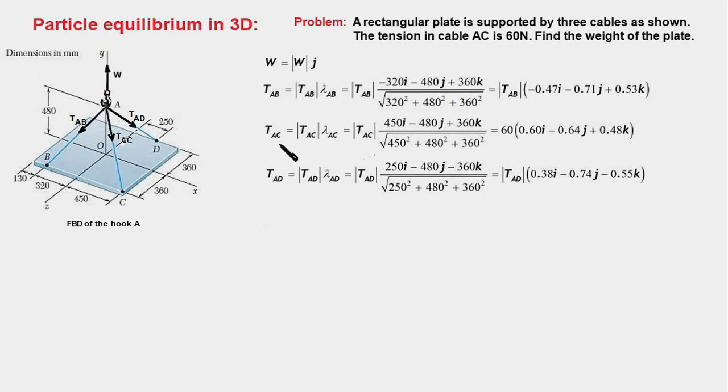And to figure out the position vector AB, we have to travel from A to B, and we go 480 mm in minus y direction, 360 mm in positive z direction, and 320 mm in minus x direction. So we get minus 320i minus 480j plus 360k, and this is the magnitude of this position vector, and this will get simplified to the magnitude of TAB multiplied by this vector.